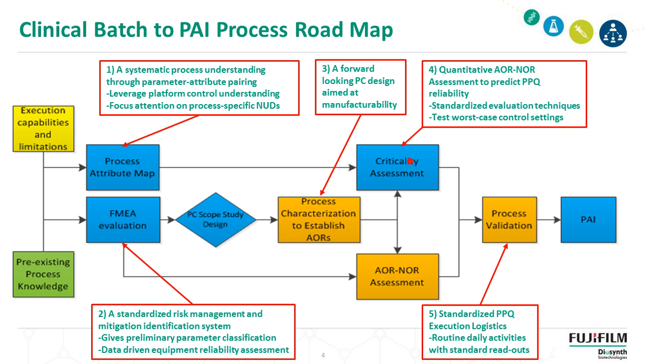Once process characterization is done, we advocate for a systematic and quantitative assessment of acceptable operating ranges, or AORs, against normal operating ranges, or NORs. That assessment really does predict future performance in PPQ. And then finally, the topic I won't touch on is the actual execution themselves, but we do advocate for a very systematic approach.